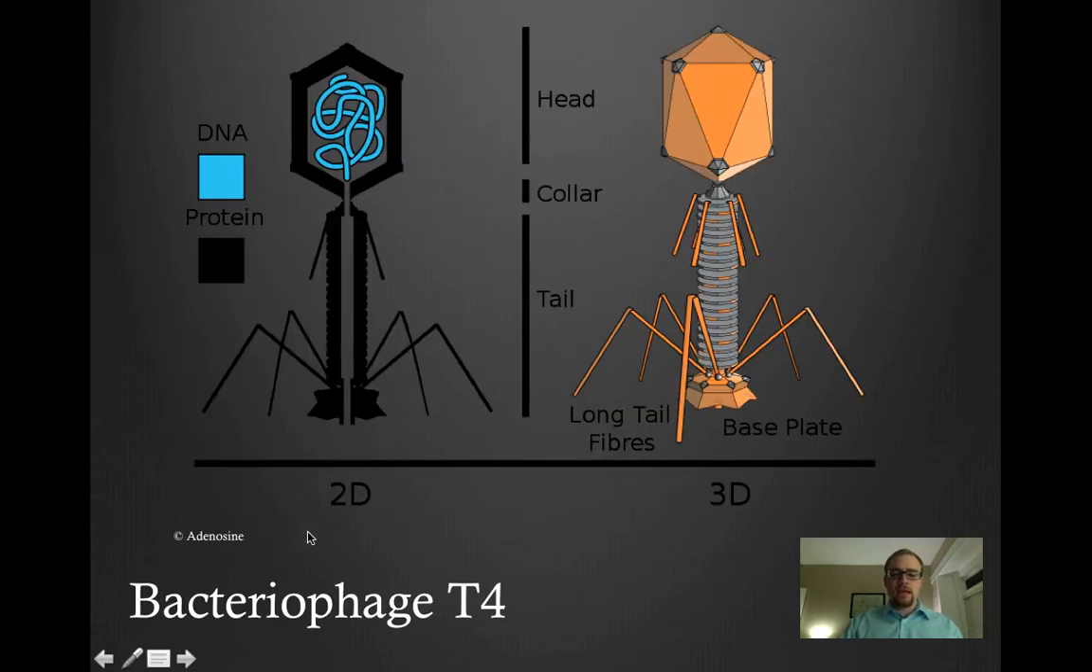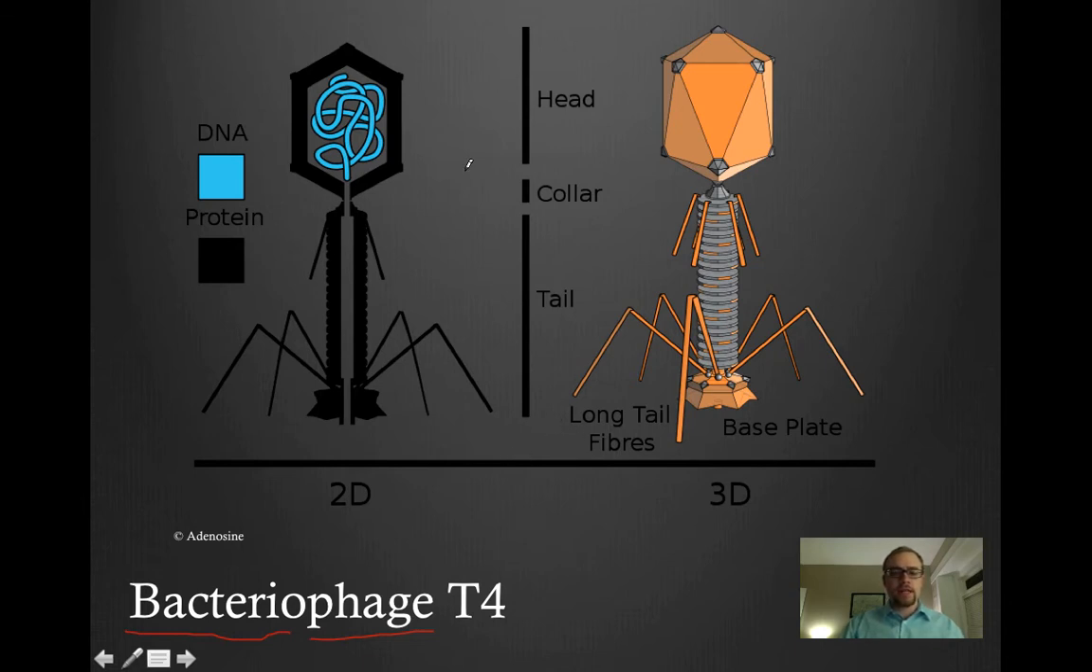I'm going to now give an example of a type of virus that actually infects bacteria. So this virus is called a bacteriophage. And bacteriophage literally means bacteria killer. So a bacteriophage is something that kills bacteria. So this particular bacteriophage actually infects E. coli, and E. coli is a bacteria that is found in our own gut and actually helps us digest food.